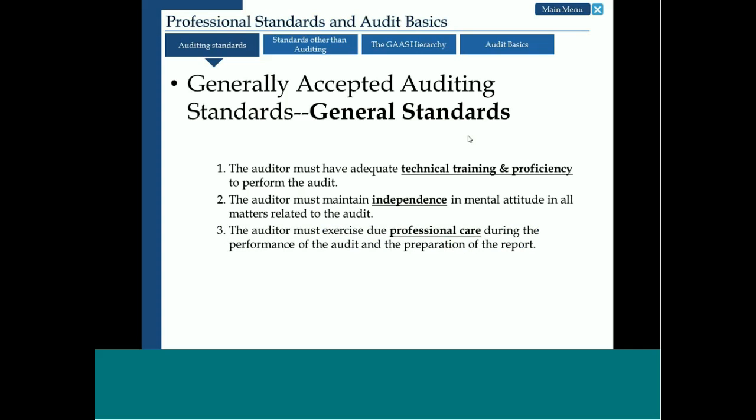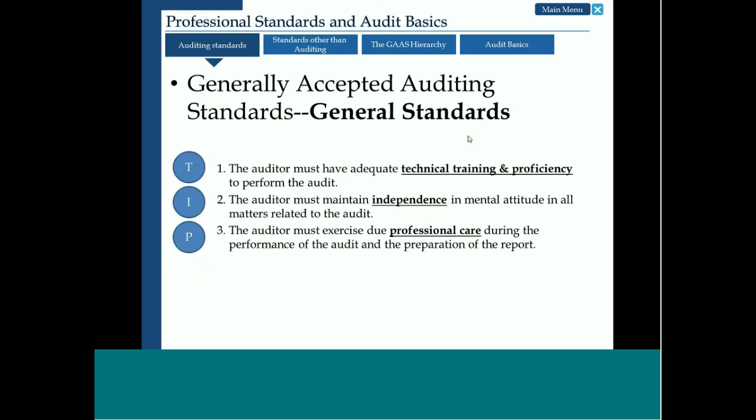Third, TIP means TIP. P stands for professional care. The auditor must exercise due professional care during the performance of the audit and the preparation of the report. This is your general expectation. These are three important expectations when you do any auditing.